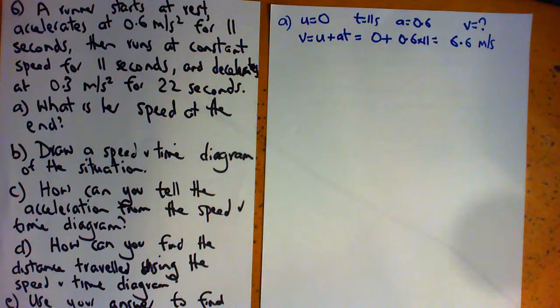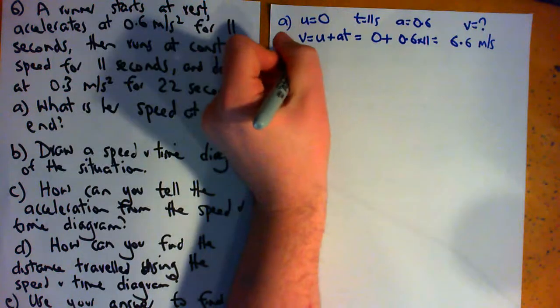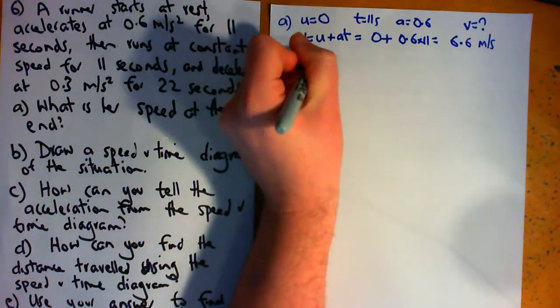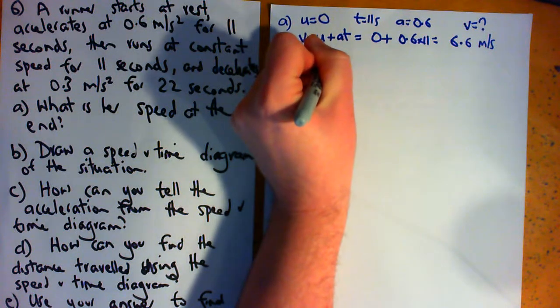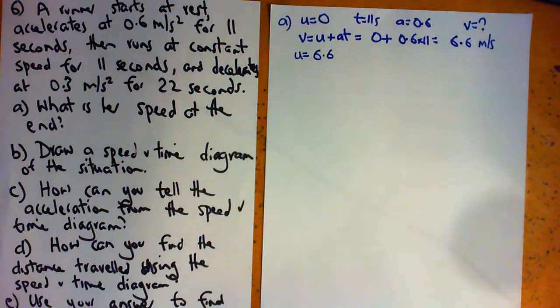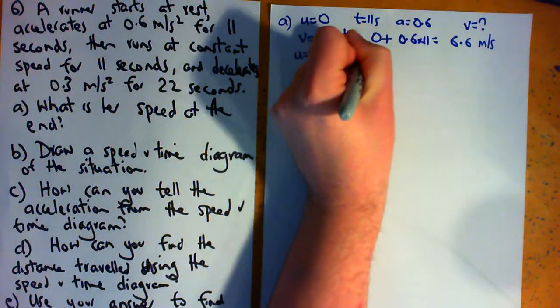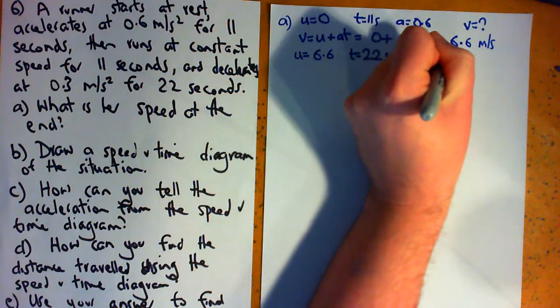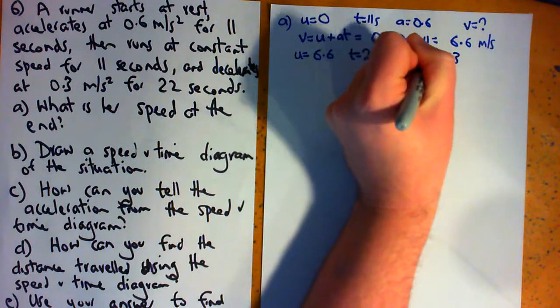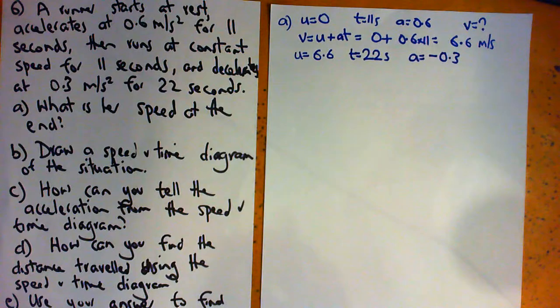Now we need to work out what the speed is at the end, at the 44 second mark. So we're looking at the deceleration part of the process. Here u will be the initial speed, which is the speed at which the deceleration begins, which will be the constant speed of 6.6 meters per second. The time taken to decelerate is 22 seconds, and that deceleration is 0.3. It's slowing down, so that must be a negative.